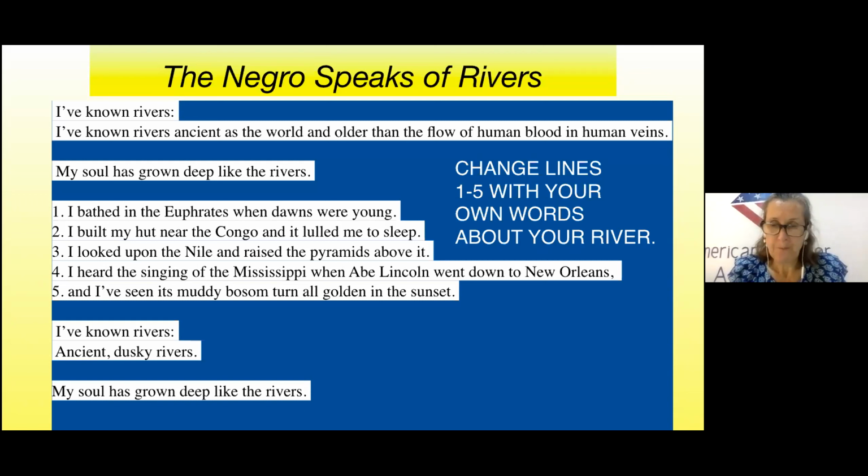So we don't have to go through each word in the poem and break it down and talk about the meaning. We can simply understand that this poet had a connection to the river and that your learners have a connection to a river too. And that's going to motivate them to even go back to this poem. You might have a learner come up to you and say, did he really build a hut near the Congo? Right? And about metaphor.